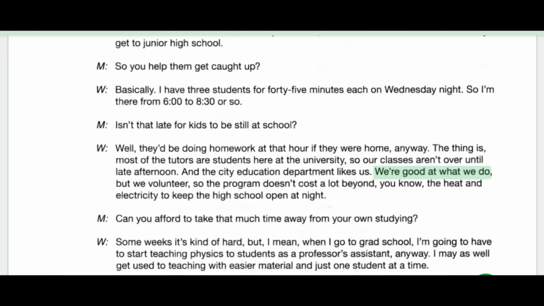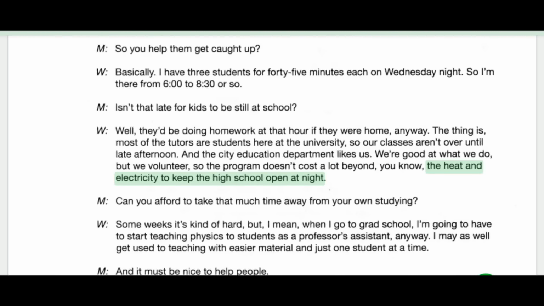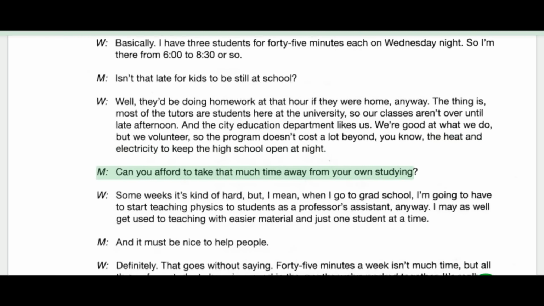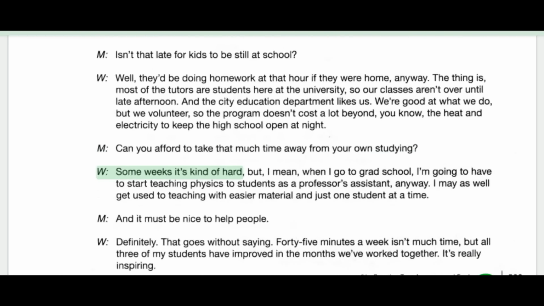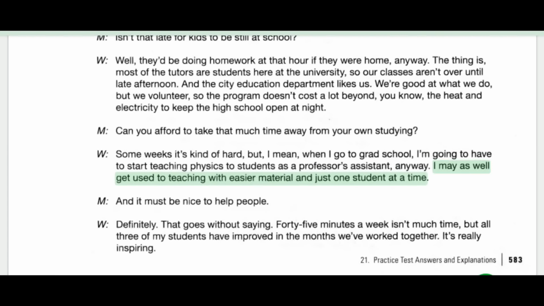We're good at what we do, but we volunteer, so the program doesn't cost a lot beyond, you know, the heat and electricity to keep the high school open at night. M. Can you afford to take that much time away from your own studying? W. Some weeks it's kind of hard, but, I mean, when I go to grad school, I'm going to have to start teaching physics to students as a professor's assistant anyway. I may as well get used to teaching with easier material and just one student at a time.